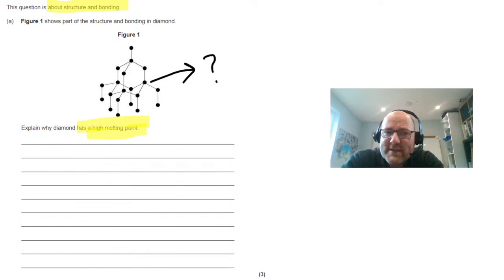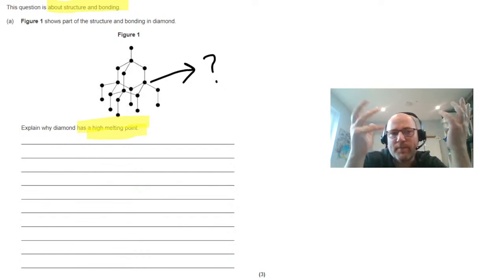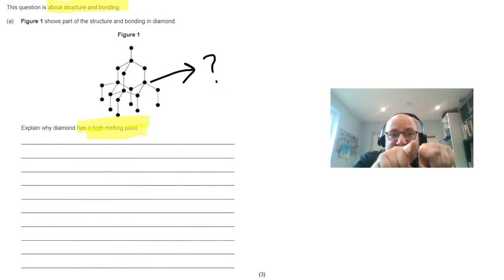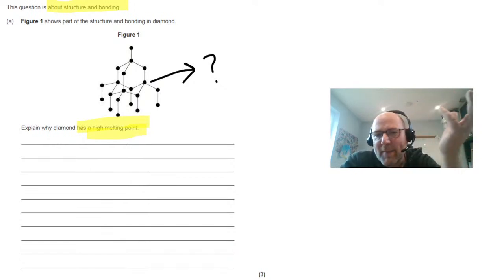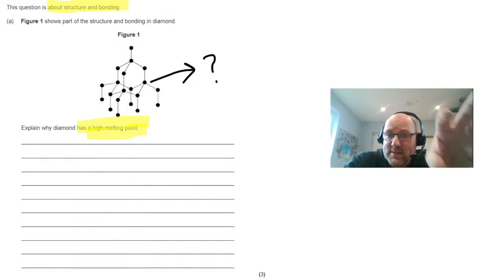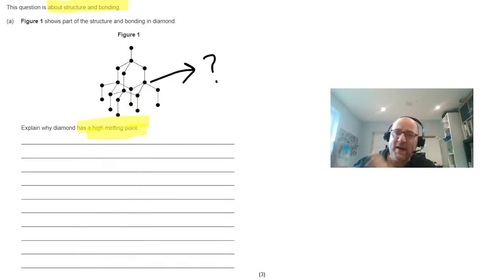Explain why diamond has a high melting point. Right, now, they even say it shows part of the structure and bonding in diamond. They love to talk about structure and bonding. This question is mainly about the structure, but diamond is made of carbon atoms, and carbon atoms are non-metals, so it's covalent bonding.